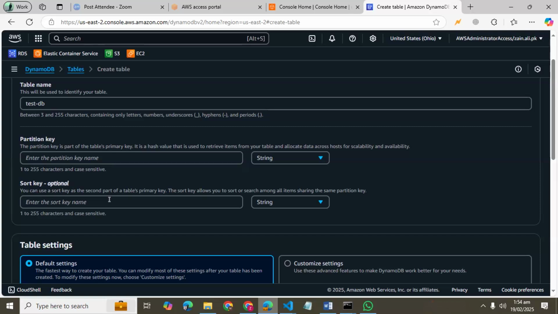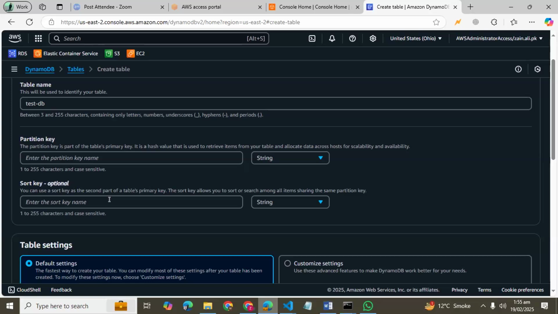Because there is no unique column here, in that case, if it doesn't have a unique column, we combine two columns to make it more unique. So in that case, we are going to combine the student name and class name with each other. Once we attach the first part of the primary key, let's suppose student name, student name is basically our partition key. And the second part of the primary key, which is student class, is basically our sort key.